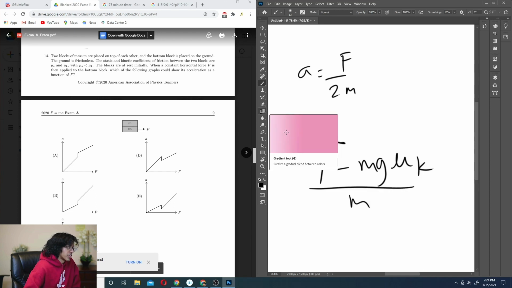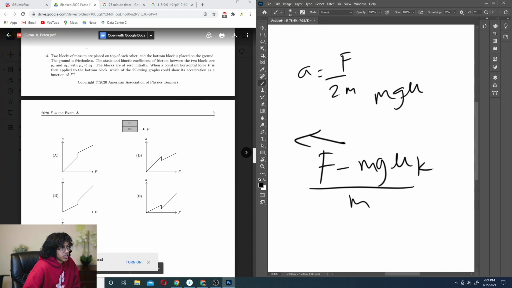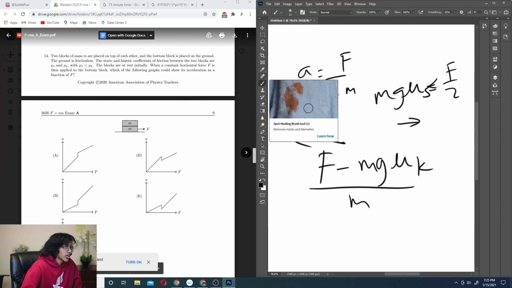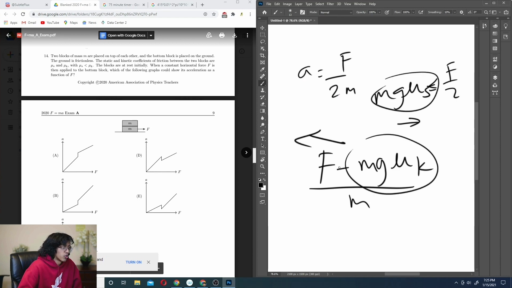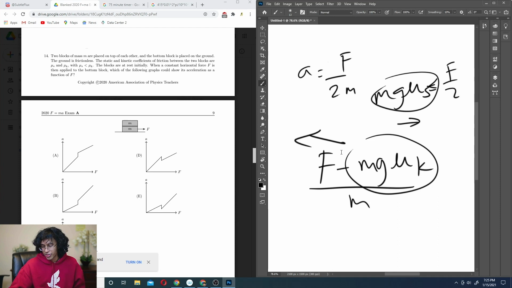Okay, so when does it slip? It slips when the mg mu s is less than F over 2, right? Because when mg mu s is F over 2, it's barely enough to keep the other one moving forward. However, mu k is less, so this part is going to be bigger than this, so our acceleration is going to dip and then go up at a faster rate, because here the slope is one half F, but here it's just F, so it'll increase at twice the rate, so it should be E. Wait, really? The kinetic friction is less? Well, that's interesting, but it should be E.